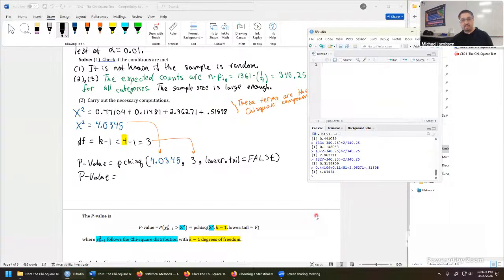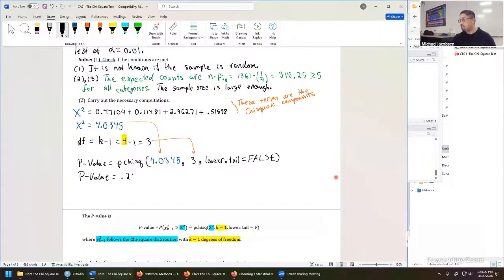And here it is, p chi-squared, 4.03. I'll go with our approximated value just to make it similar on paper here. Degrees of freedom 3, lower dot tail false. And we've got a p-value. It's gigantic. Even though we had a 4 here, if that was a t-distribution, that would be statistically significant for almost any significance level alpha. But in chi-squared, it's not significant. It's 0.2578.